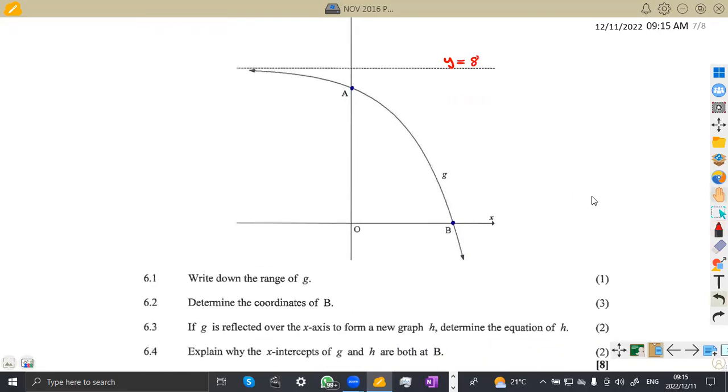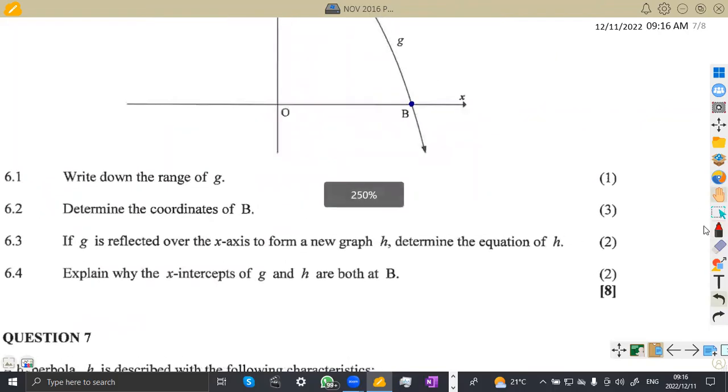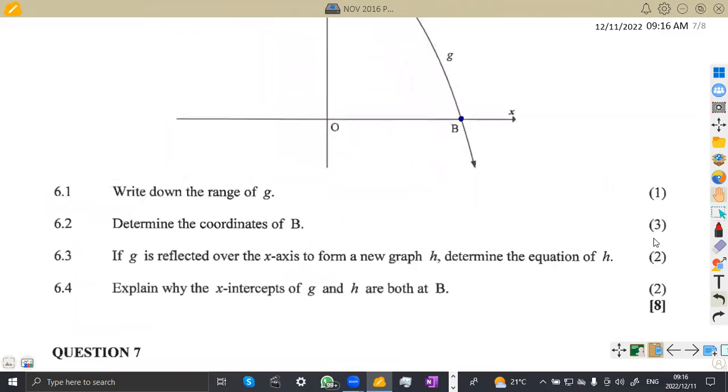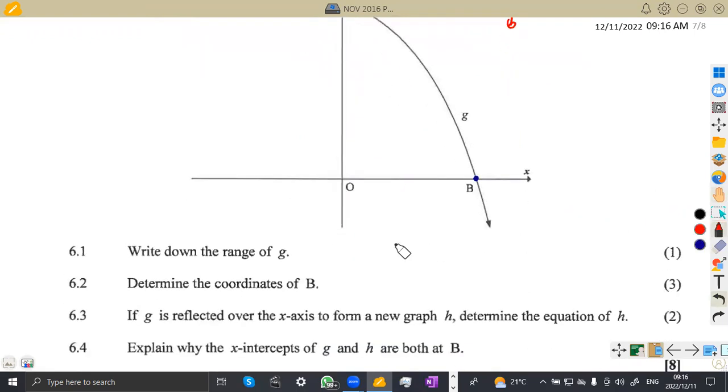Let's quickly rush through the questions. Just 8 marks, guys. Write down the range of g. That's 1 mark. To find the range of g, you work with the asymptote. Remember, we've got an asymptote at 8, so y is limited at 8. y cannot reach the value of 8. So we are talking about the values of y from 8 going downwards. That's y is less than 8. So that's the range here: y < 8. Remember, range is done with the values of y, domain with the values of x.